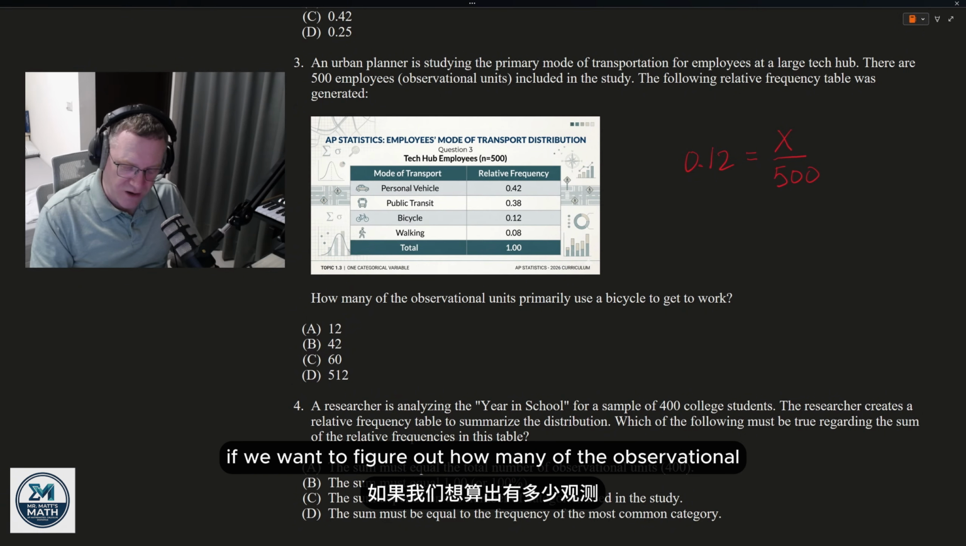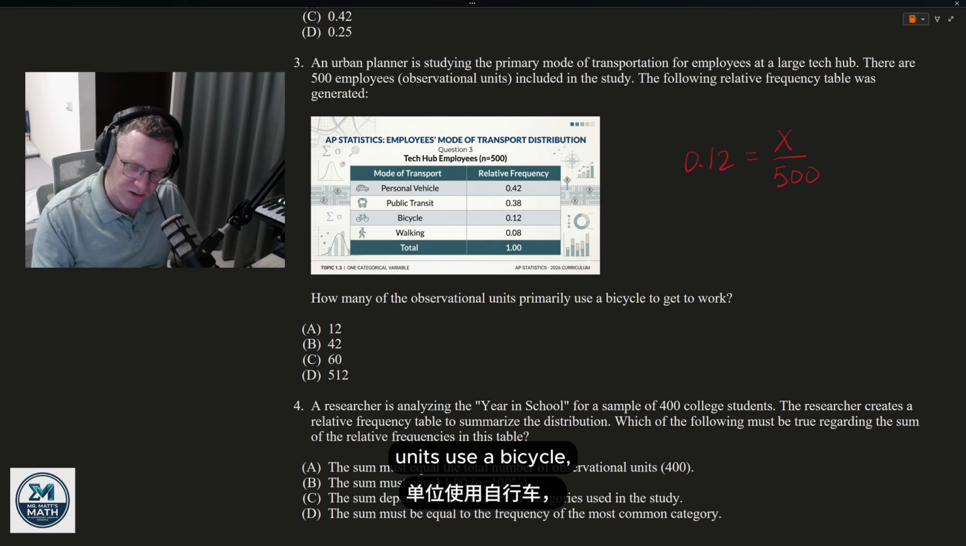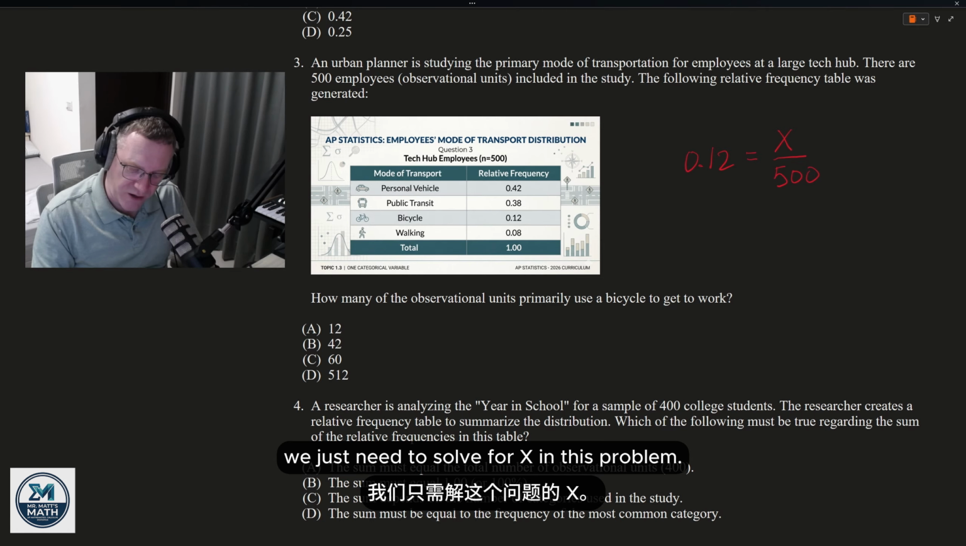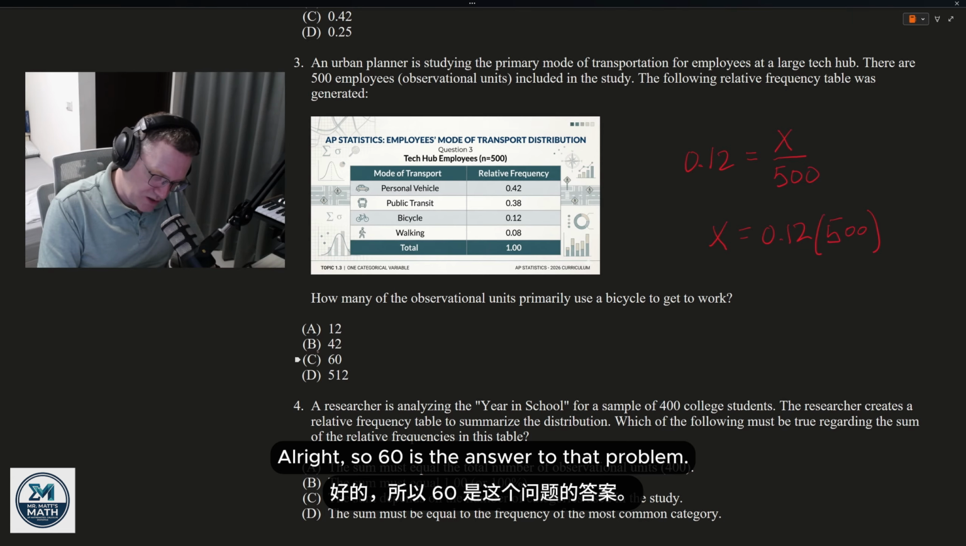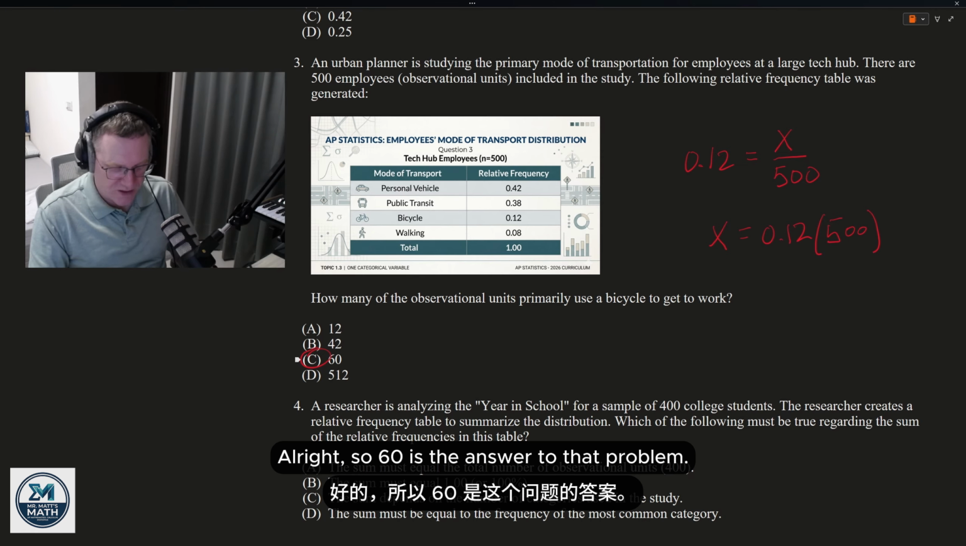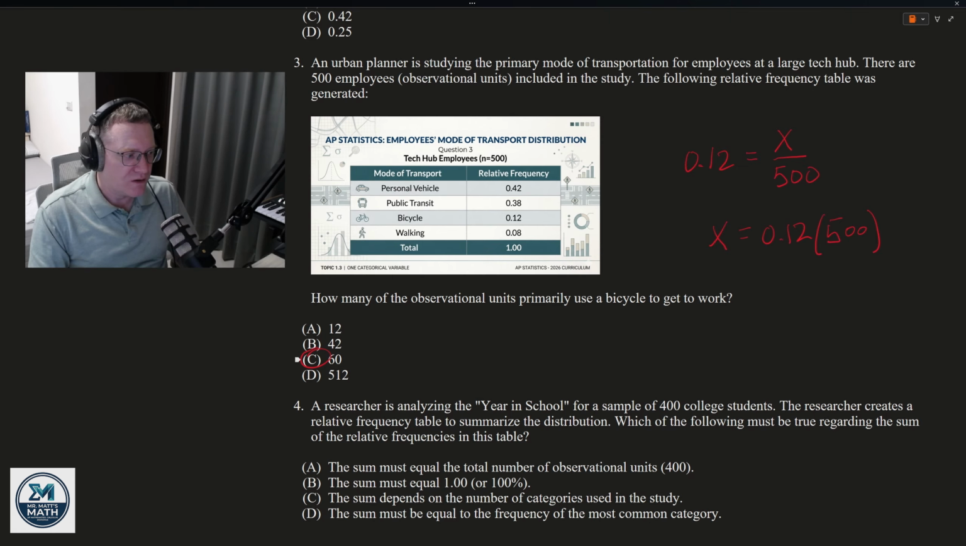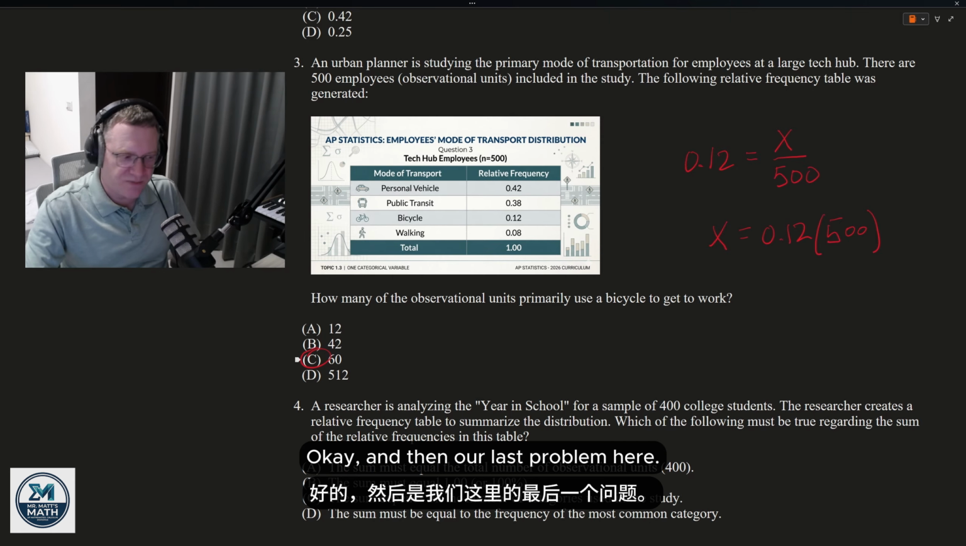So if we want to figure out how many of the observational units use a bicycle, we just need to solve for x in this problem. So it's just going to be x equals 0.12 times 500, which is 60. All right, so 60 is the answer to that problem. Okay, and then our last problem here.